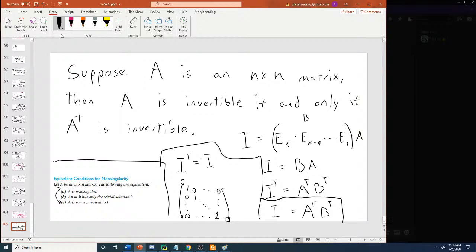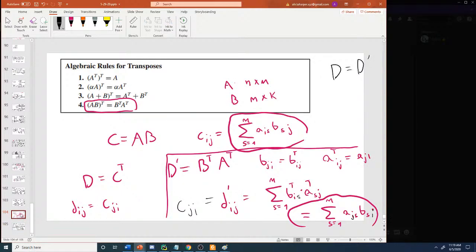So this tells us that there exists a matrix that when you multiply it by A transpose, you get the identity matrix, which means that if A is invertible, A transpose has to be invertible. On the other hand, you could simply repeat the same argument in reverse to show that if A transpose is invertible, then A has to be invertible by using the property that the transpose of the transpose is just the original matrix.